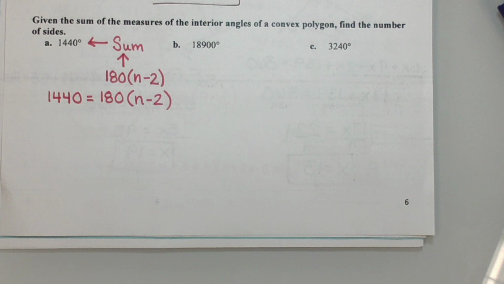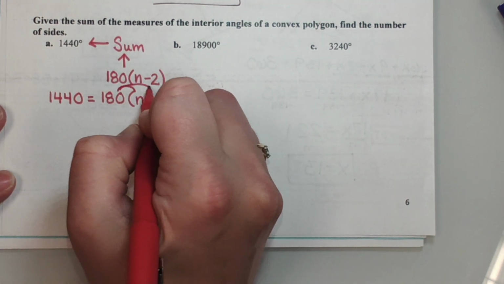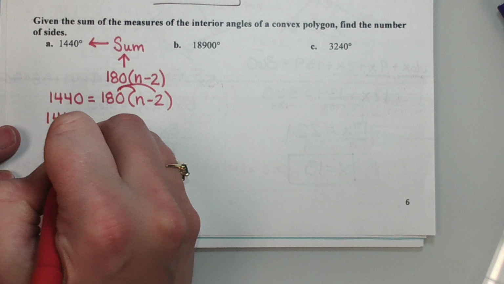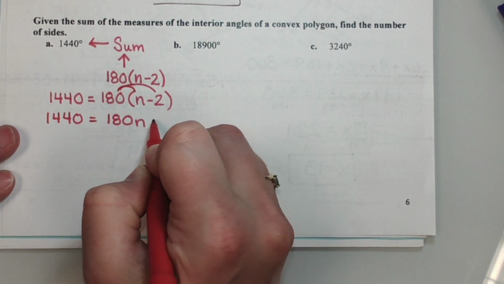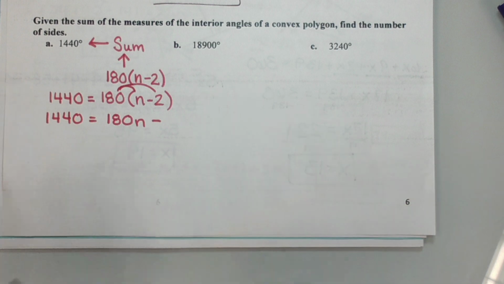Jackson, if you saw a problem like this, what would you do first? Most people would distribute. 180 times n is really easy. It's 180n. 180 times 2 is 360.